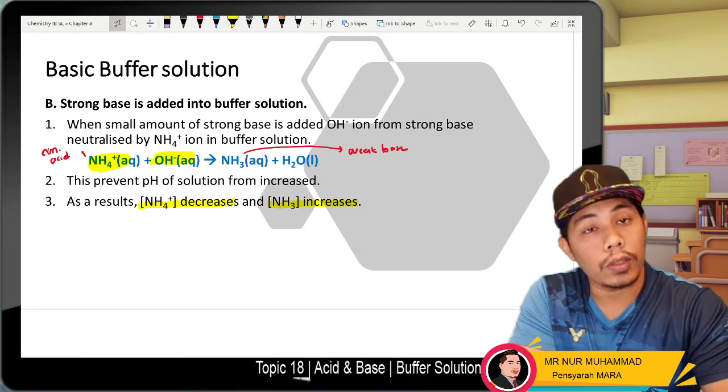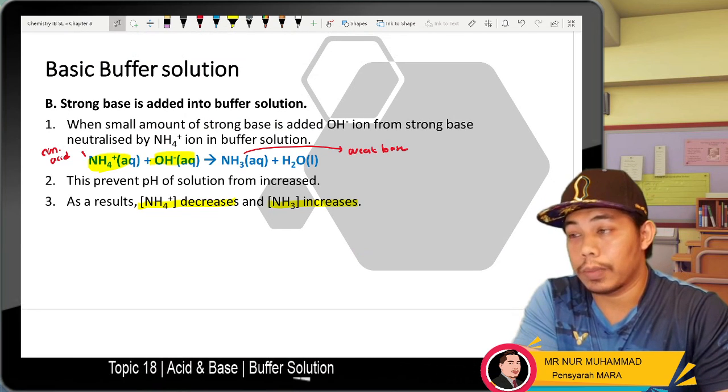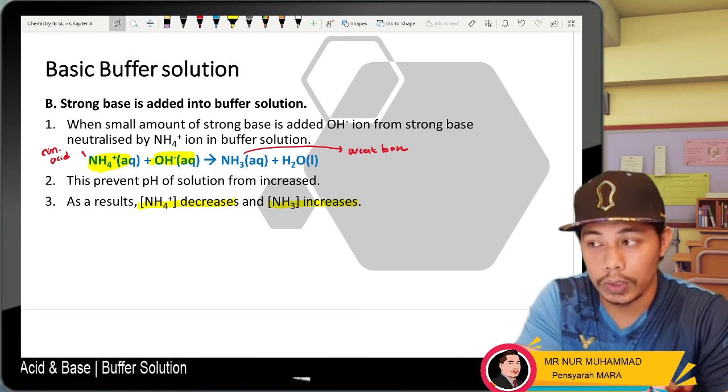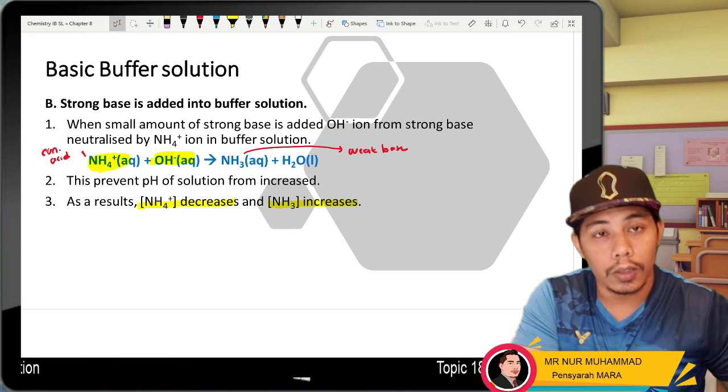Okay, class, so that's all the explanation about the buffer solution, how a buffer solution resists the changes of pH. Okay, thank you.